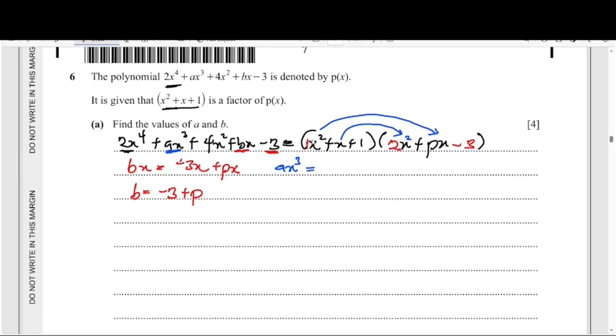should be equal to 1x squared times px. That's going to be px cubed. And then 1x times 2x squared is going to be 2x cubed. That gives us another equation. Dividing through by x cubed will give us a is equal to p plus 2 as another equation.